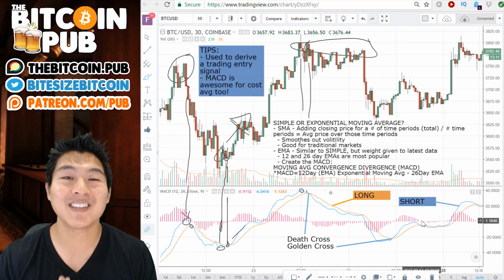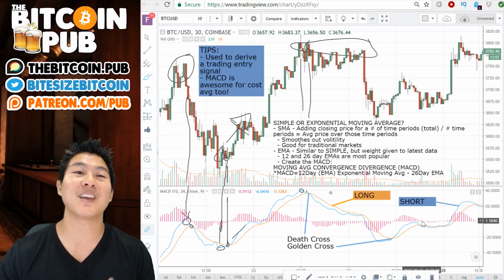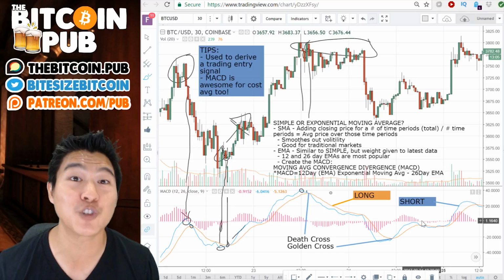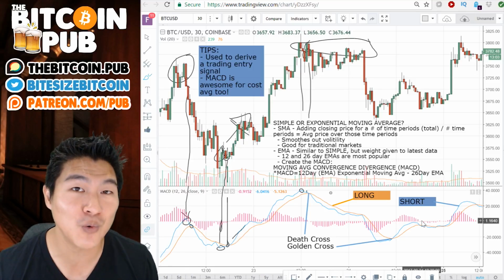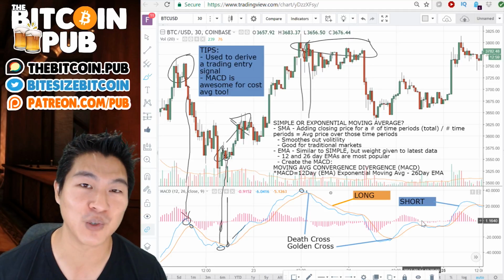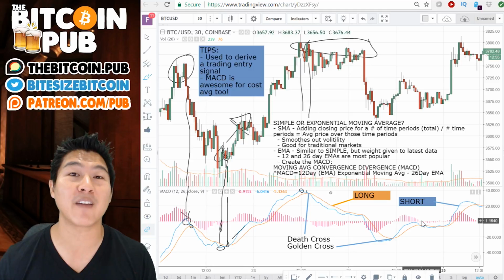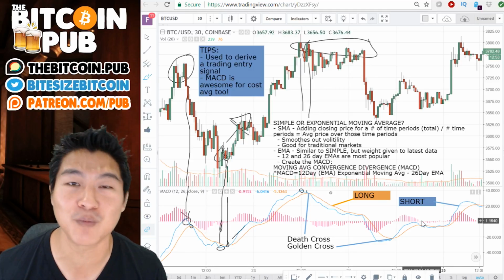So this is MACD. This is moving average. It's a wonderful, wonderful tool. It should be a de facto tool in your tool belt whenever you're looking to get into a trade. I hope this tutorial was helpful on moving averages, simple and exponential moving averages.